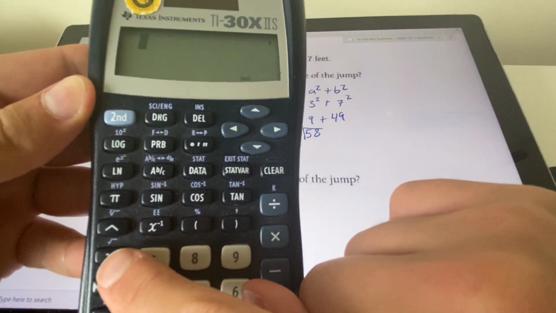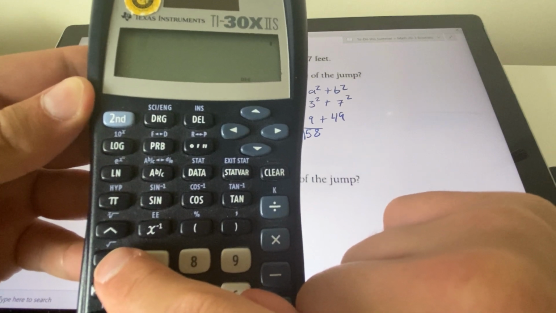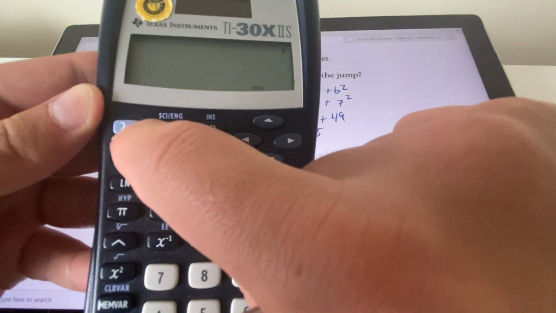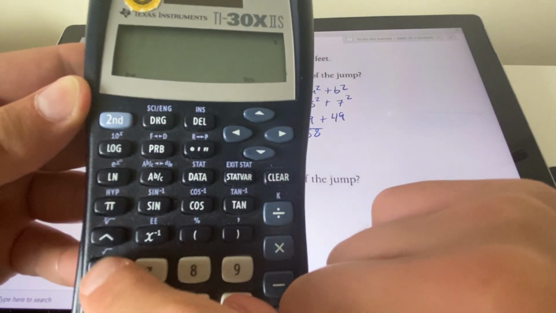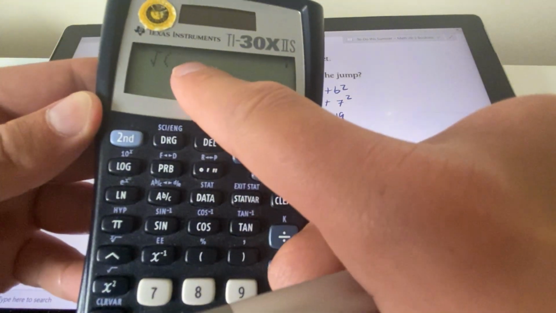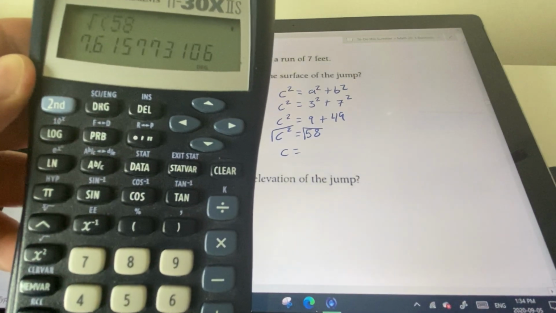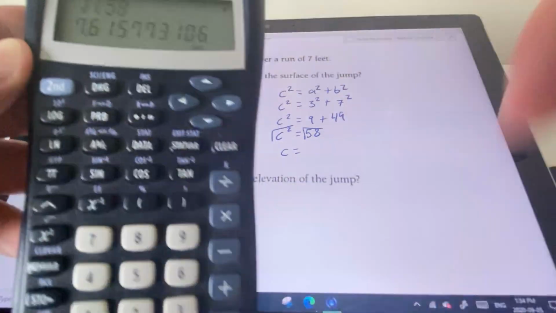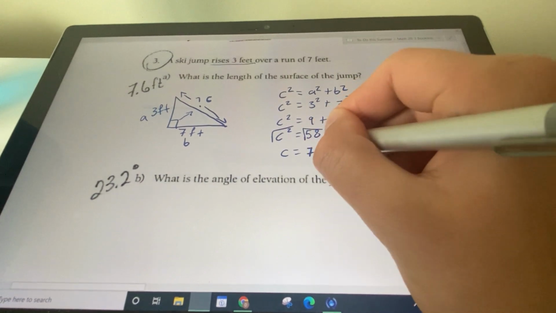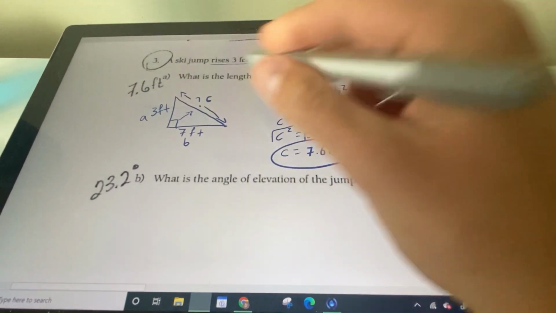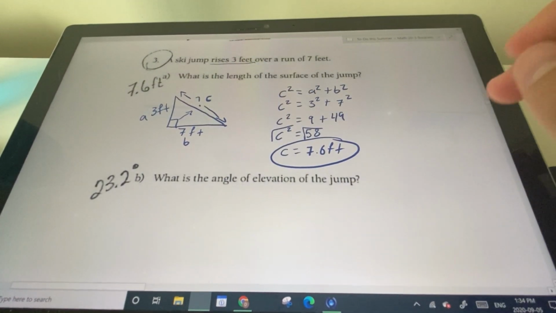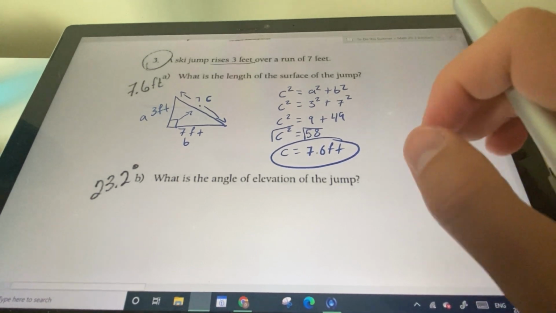Well, if we look here, the blue has a square root symbol. So I need to hit second to get to the blue lettering, square root. So you see our square root. Now I'm going to put 58, and that gives me a decimal. I'm going to round it to 7.6. So 7.6 feet. And that's how long the surface of this jump is.